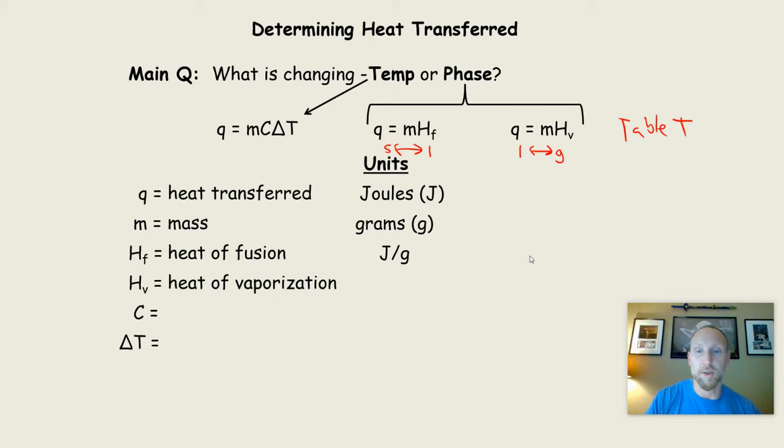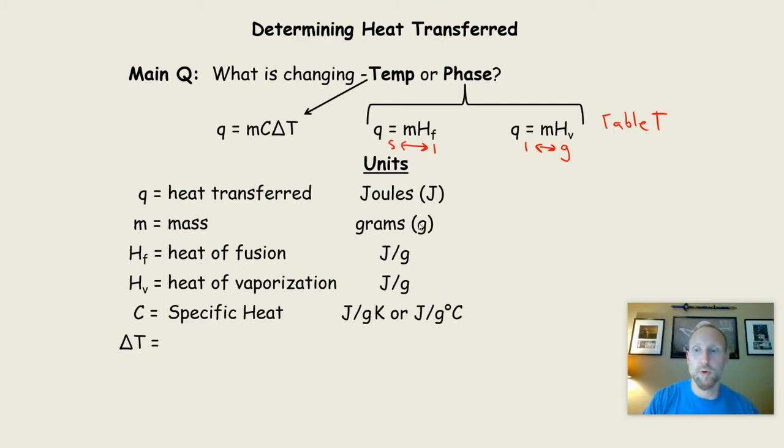All right, heat of vaporization is the same thing. That's joules per gram. And then C is our specific heat, and our units for specific heat are joules per gram Kelvin or joules per gram degree Celsius, because remember, a Kelvin degree and a Celsius degree are the same size. So you can use either one interchangeably, depending on what your units for temperature are, which is usually Celsius. And then delta T is our change in temperature. Delta, this little triangle, the Greek delta, stands for change. So that's our change in temperature, which we'll measure in Kelvin or Celsius.